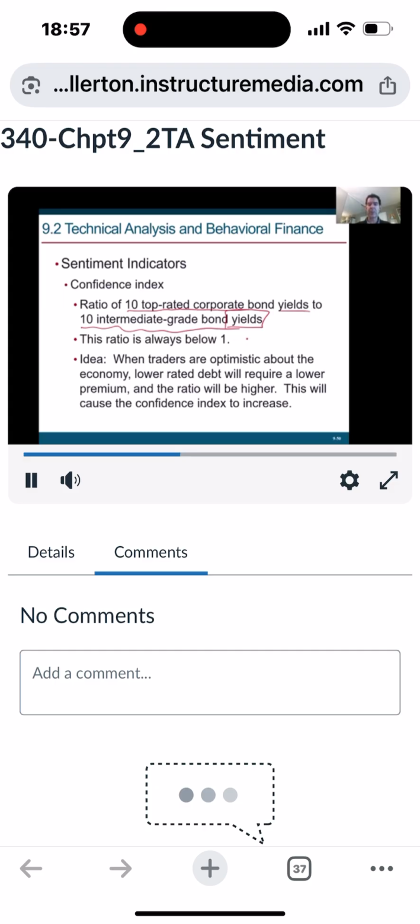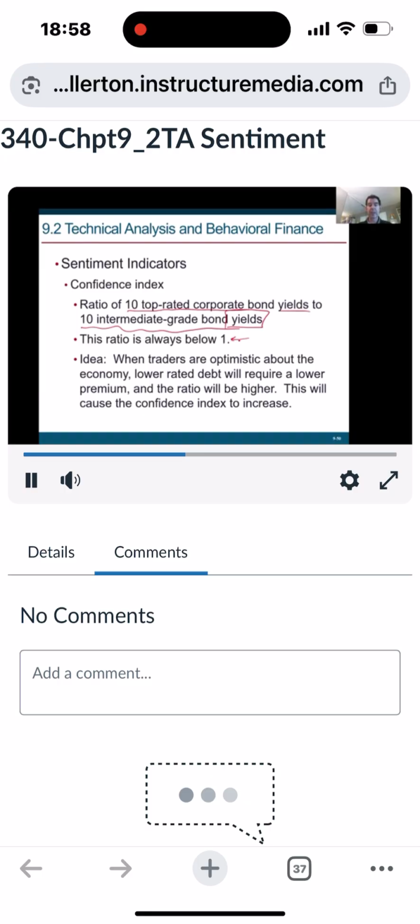The ratio is always below 1, but generally what people do is they look at whether this ratio is going up or down. And if it's going up, what does that mean? Well, investors are more confident about the economy, more confident about markets. If this ratio is going down in time, then they're less confident. They're getting more worried about the economy.